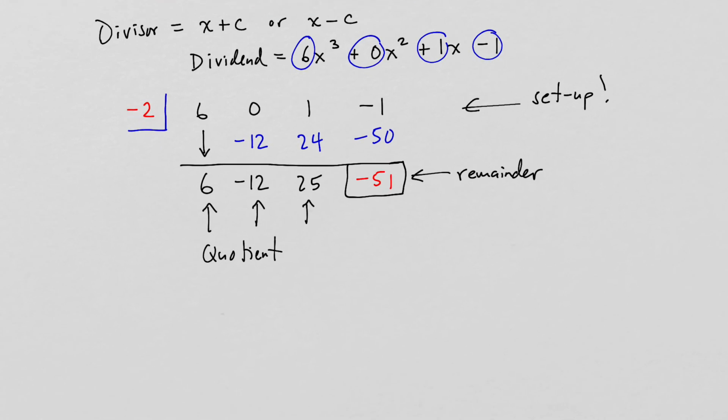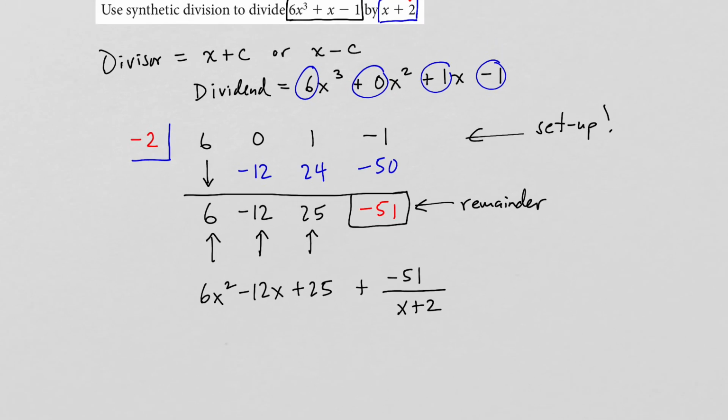So the 6 is the coefficient of x squared. So we have 6x squared. The negative 12 is the coefficient of x, so it's negative 12x. The 25 is your constant term, so that's positive 25. And then we have plus the remainder, which is negative 51, and you have to know that your remainder goes over your original divisor, which was x plus 2.